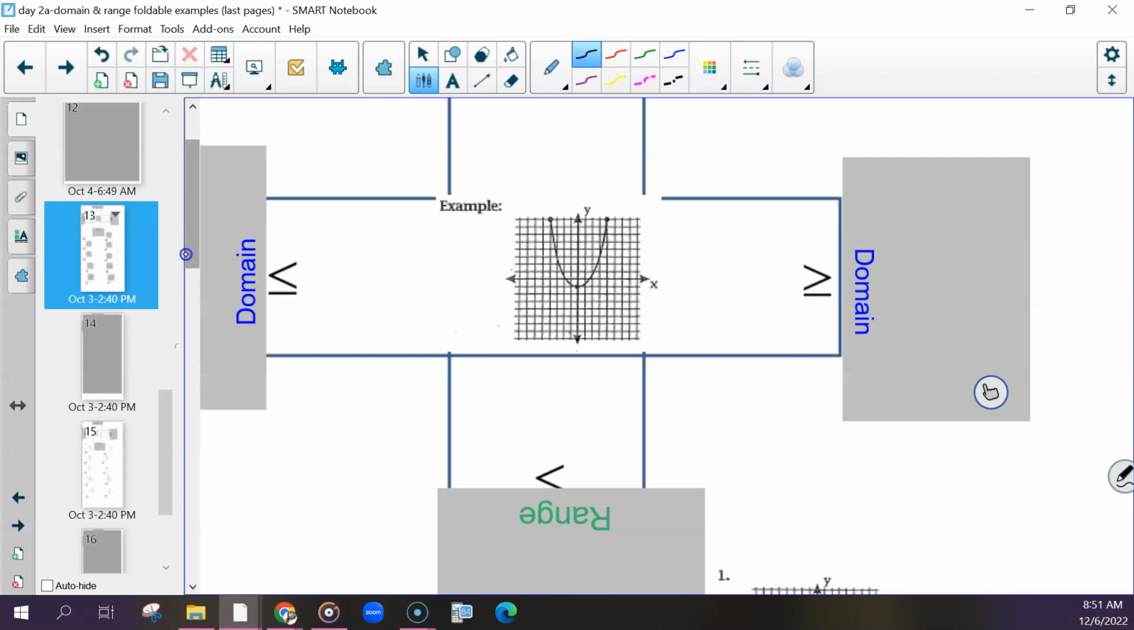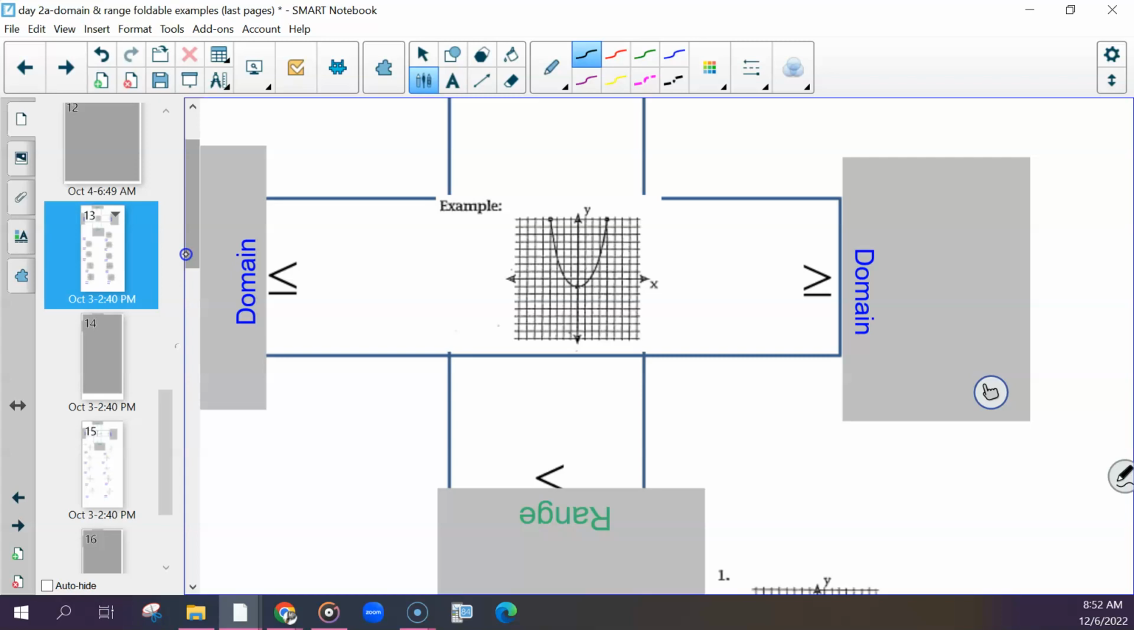So domain and range from last class is our X values, our Y values, but there's a specific notation that we have to write when it's not just a bunch of ordered pairs. If it's an actual function, we have to find the lowest and highest value for X and the lowest and highest value for Y. So for our domain, while it's in here, we're going to fold these sides.